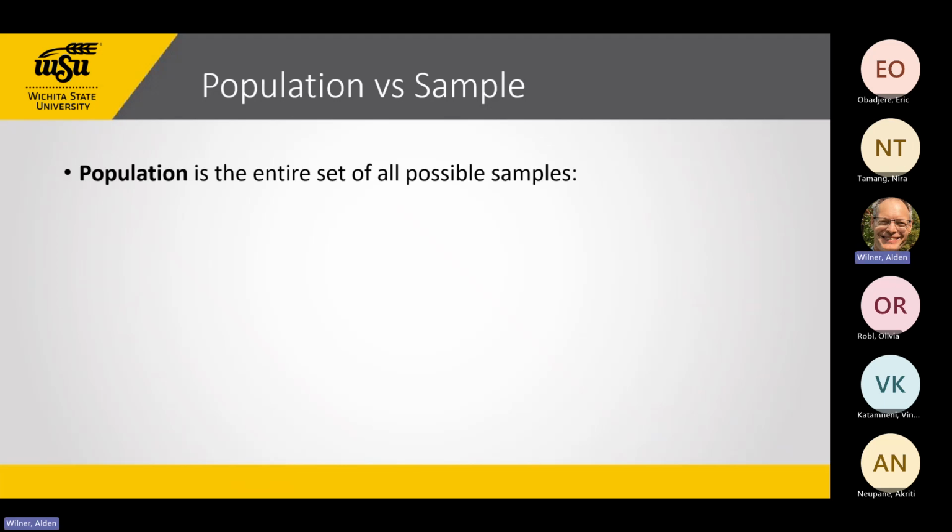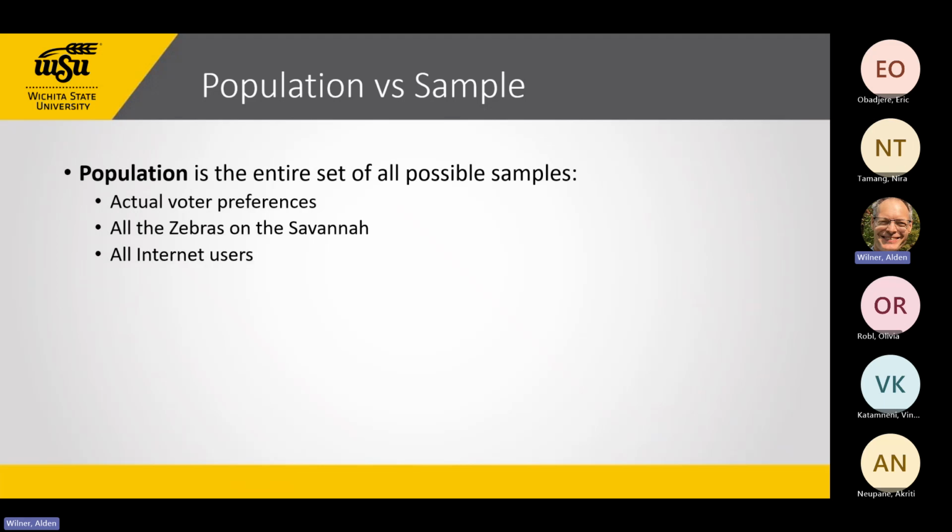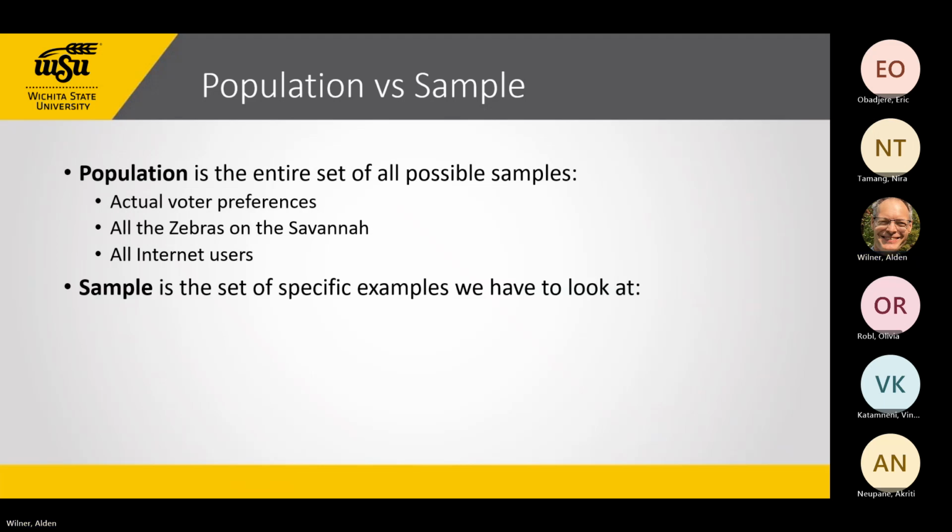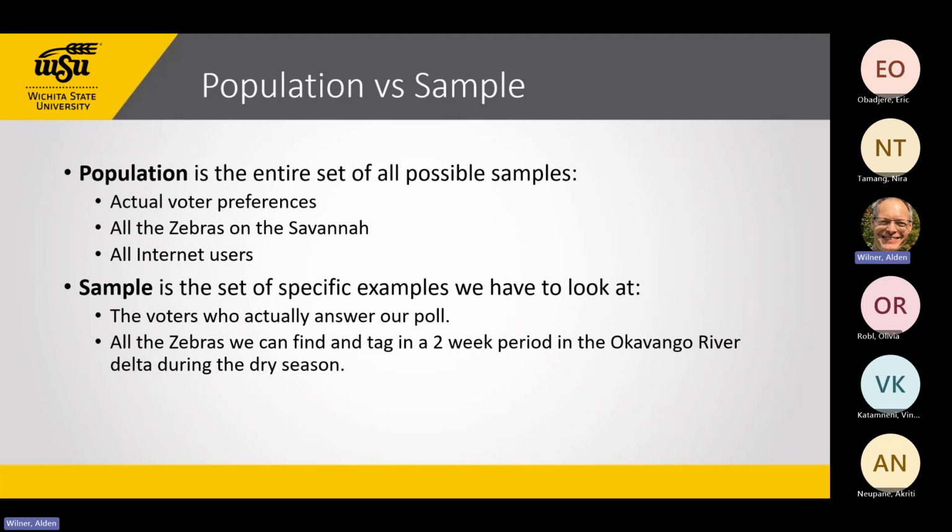So population versus sample is our next thing we need to make sure we understand. We talked about this last lecture. Population is all possible samples: actual voter preferences, all the students at Wichita State, all the people in Kansas, all the zebras on the savannah, all the internet users. The sample is a set of specific examples we have to look at: the voters who actually answer the phone when we try to call them and do a poll, the zebras we're able to find in our 2-week expedition to the Okavango River Delta during the dry season, the people who actually visit our website.